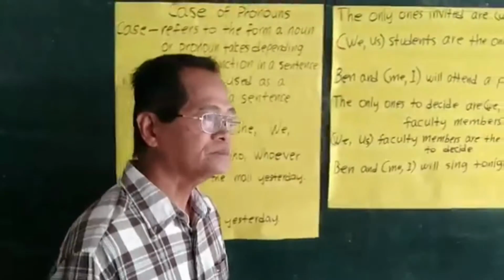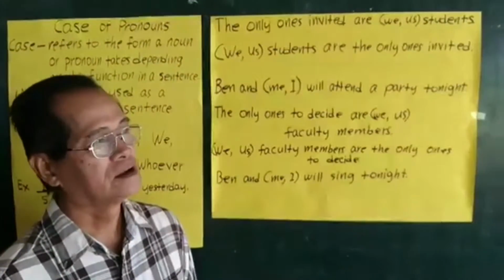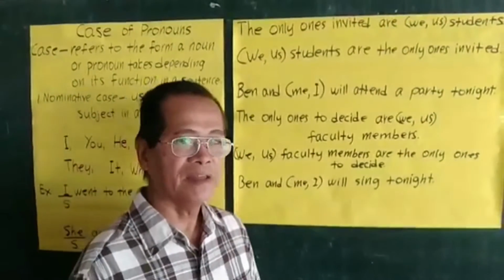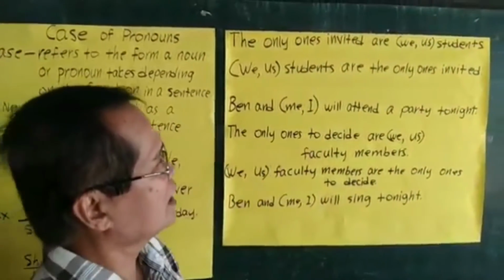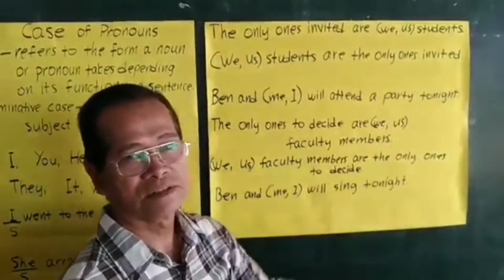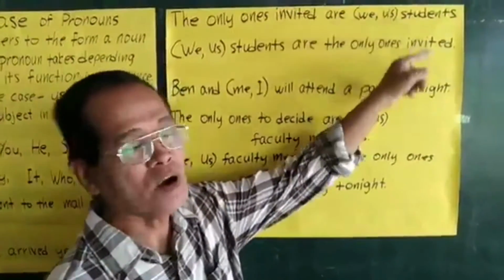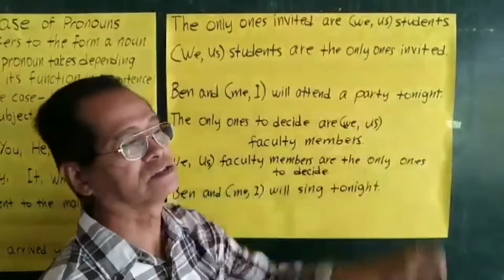Alright. Now, confusion occurs if the pronoun is accompanied by an appositive, like this one: The only ones invited are we as students. Here, our appositive is students because it points to the previous pronoun, we or us.